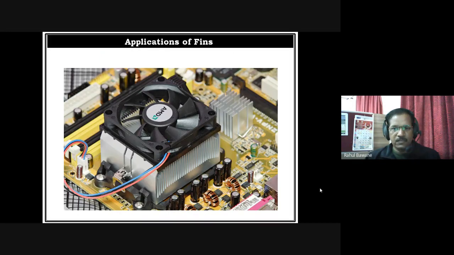Another very basic application is in any computer or laptop, which has this kind of condenser system. You might have heard the sound of a fan when you start any desktop or laptop. That is for this condensing unit. This fan is actually working there.